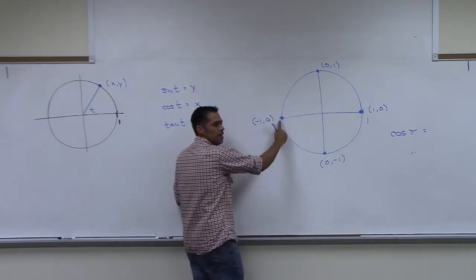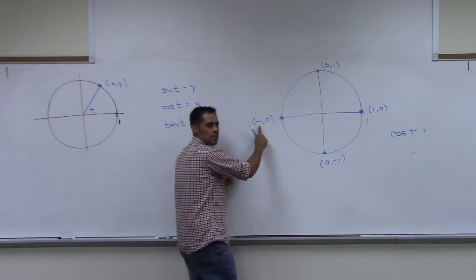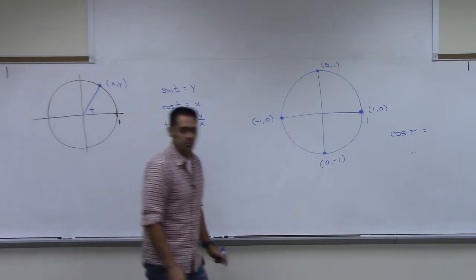You're at this point. And since you're saying cosine, you're picking off the x coordinate. So cosine of pi is negative 1.